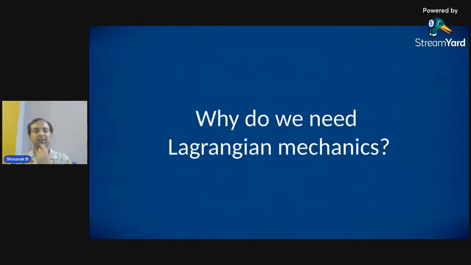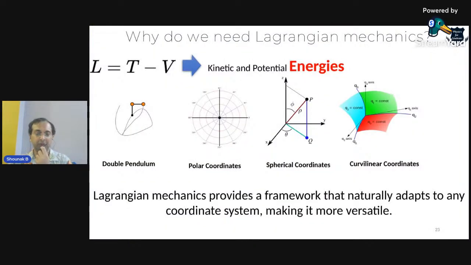Now, here comes the most important question, which you might be thinking: why do we need Lagrangian mechanics at all, and what is the use of going all the way around and putting the Lagrangian values in this?